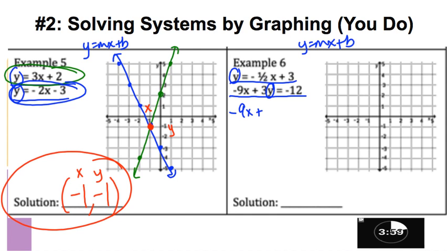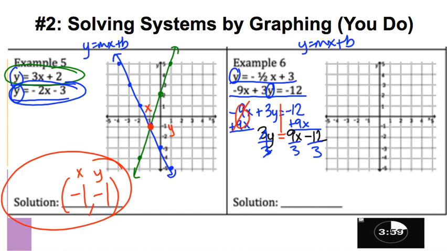So negative 9x plus 3y equals negative 12. I'm going to add 9x, create a zero pair, add 9x to keep things balanced. So 3y equals, I cannot combine these, so I keep them separate, 9x minus 12. I divide 3 all the way across, so that's y equals 3x minus 4.